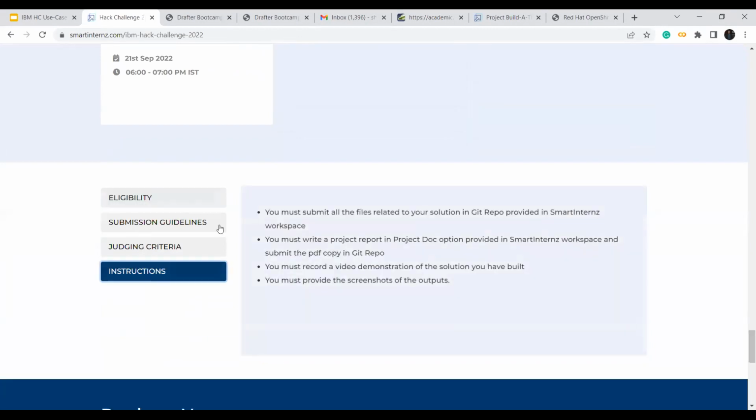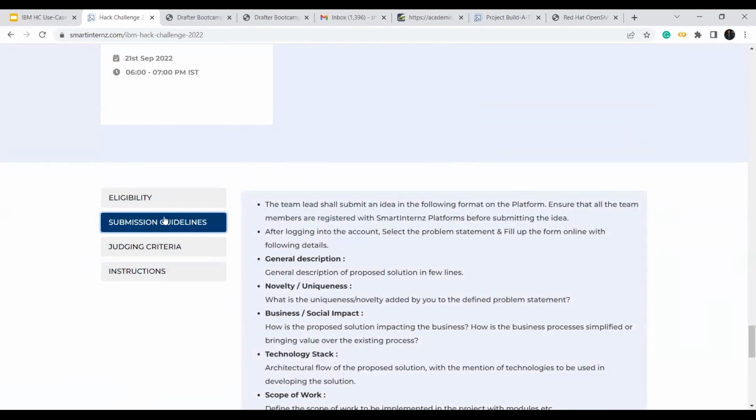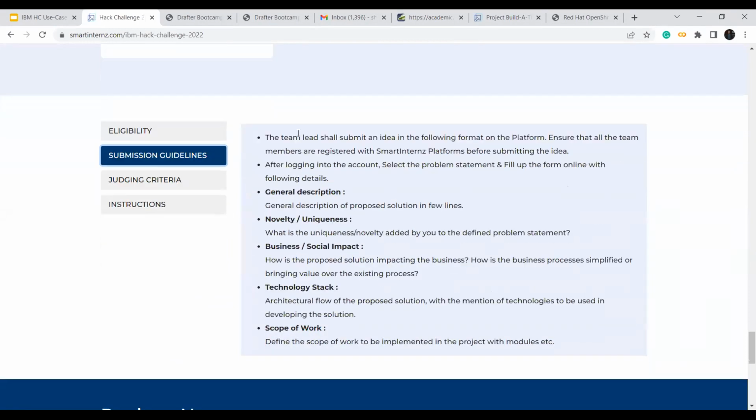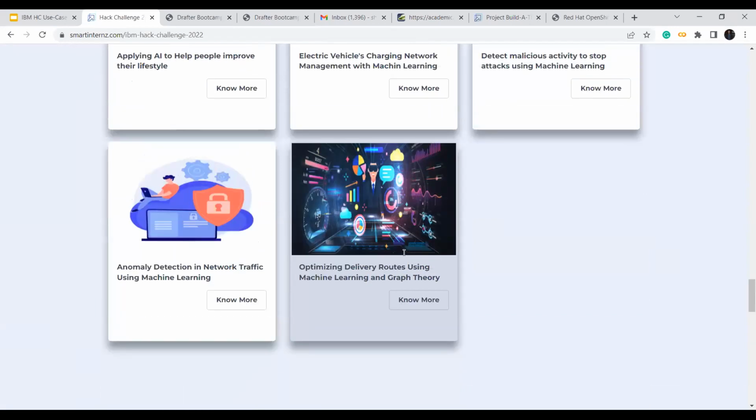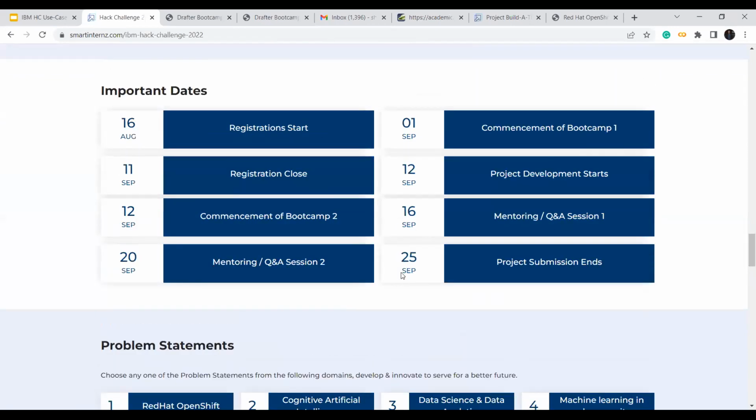So these are the instructions. If you go here, you can see you must submit all the files related to your solution to the Git repository. Please visit this website. Here you can see the submission guideline and also the eligibility. Please visit this page and you will get more information about it.